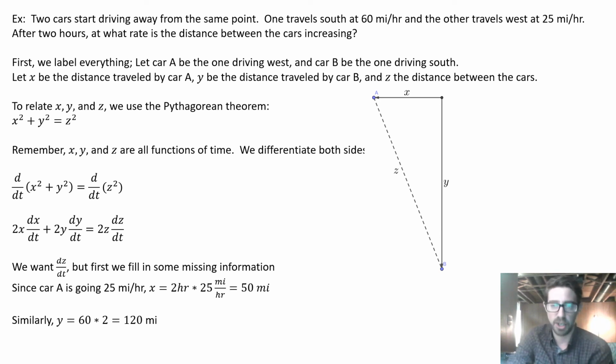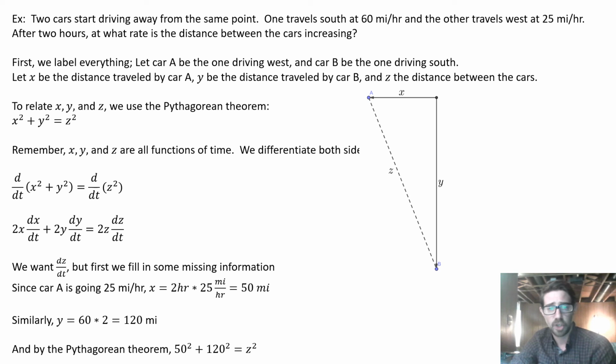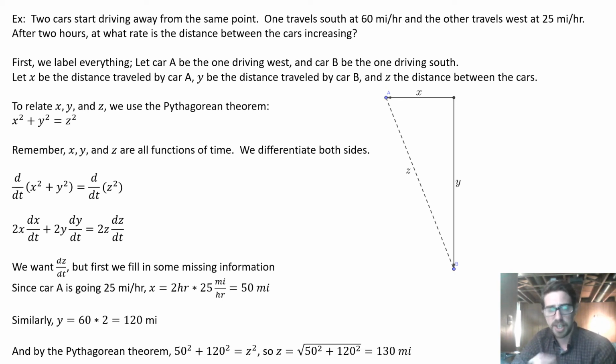All right, same deal. So now we have the legs of the triangle. Now we can actually get z, again by the Pythagorean theorem. So we're going to actually use the Pythagorean theorem for real now to figure out a hypotenuse. 50 squared plus 120 squared is z squared. That's pretty easy math. Use a calculator. So z is the square root of 50 squared plus 120 squared, which turns out to be a nice even number, 130 miles. So at this moment, there's 130 miles between the cars. But we don't want that. We want how fast that distance is changing.